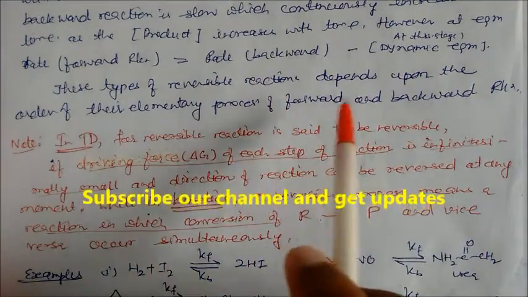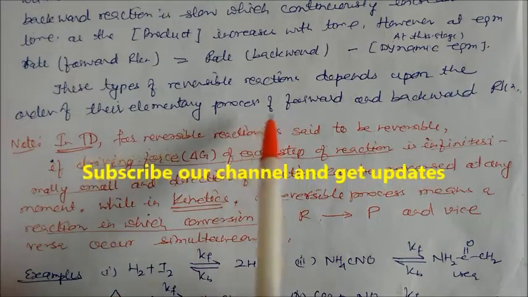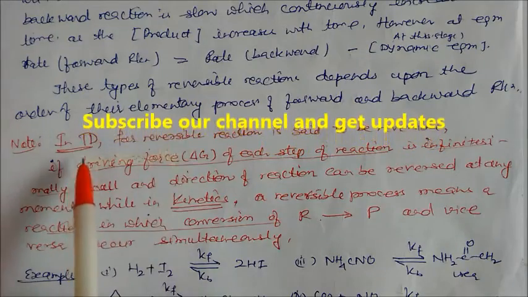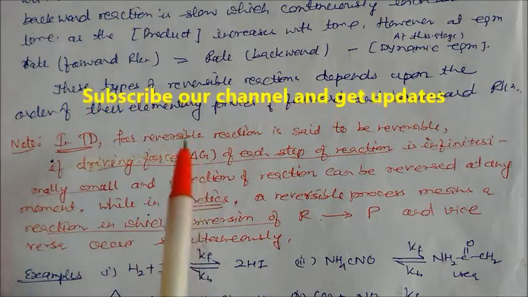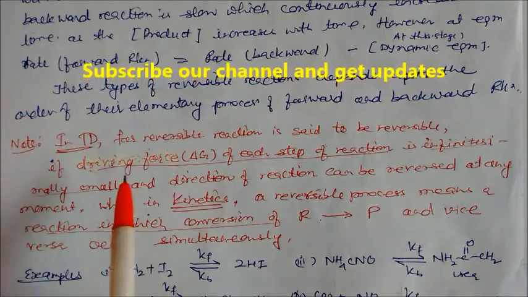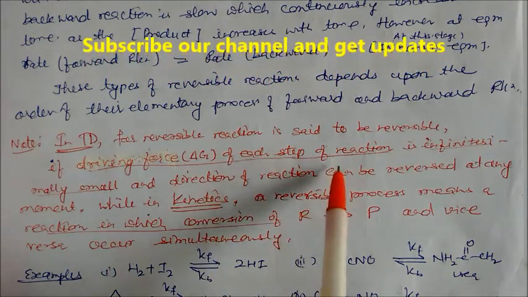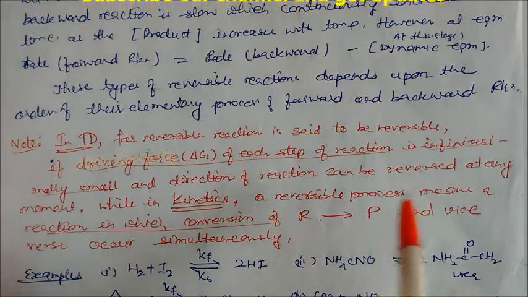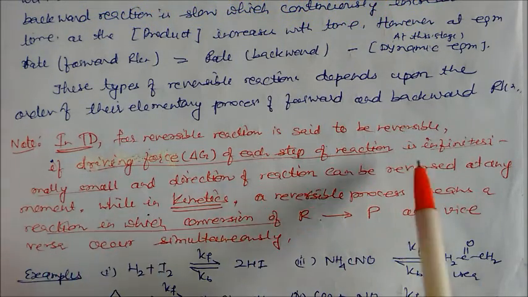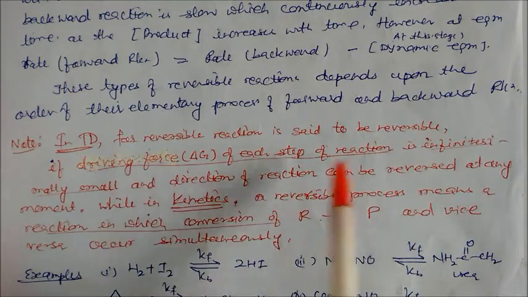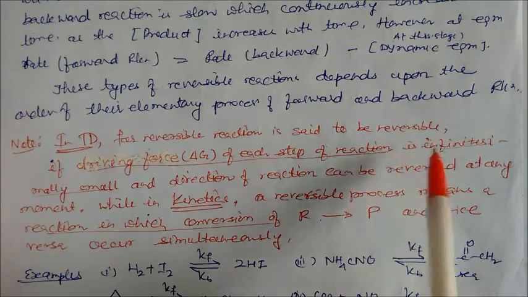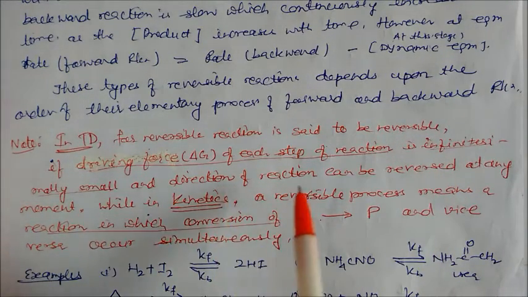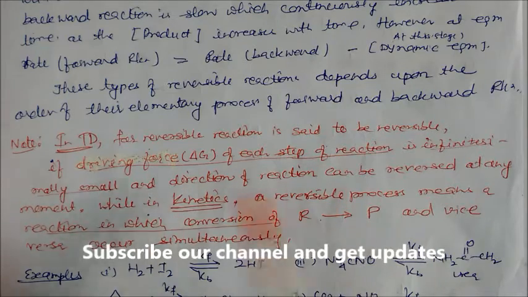So this type of reversible reaction depends upon the order of the elementary processes of the forward and backward reactions. One thing you have to note down: in thermodynamics, reactions are said to be reversible because the driving force, that is delta G of each step of the reaction, is infinitesimally small, and the direction of the reaction can be reversed at any moment. So two things are important. One is that the driving force of each step is infinitesimally small. The other is that you can reverse the direction of the reaction at any time, any moment.